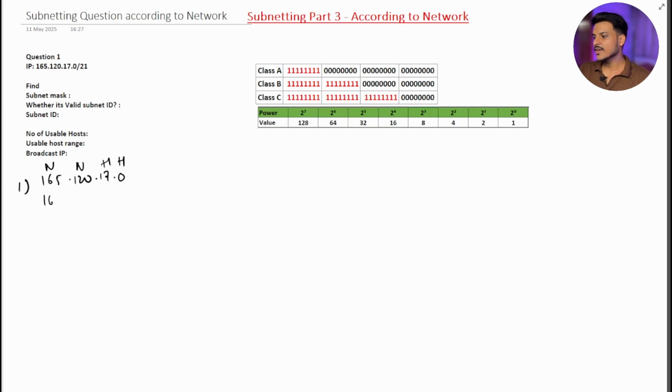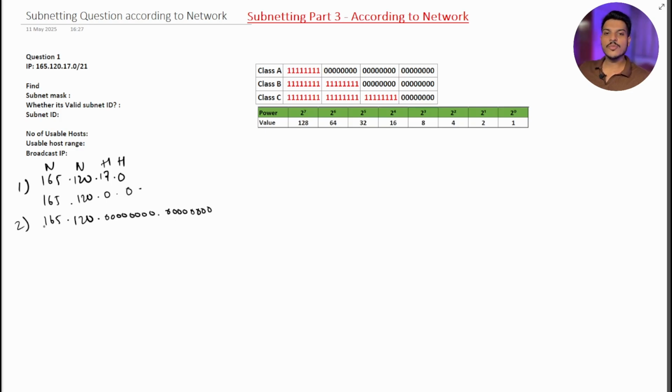So I will be writing 165.120, and this part I will be making 0. Now we need to write that in binary. I will be writing the bits that are given to network as they are, so it will be 165.120, and the rest I will be writing in binary. That will be 8 zeros, again 8 zeros.